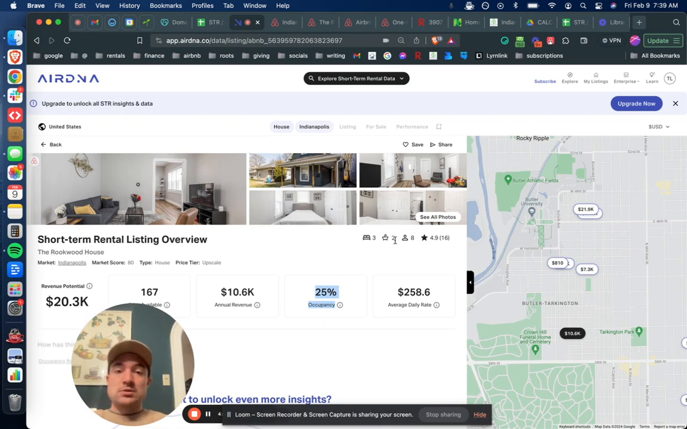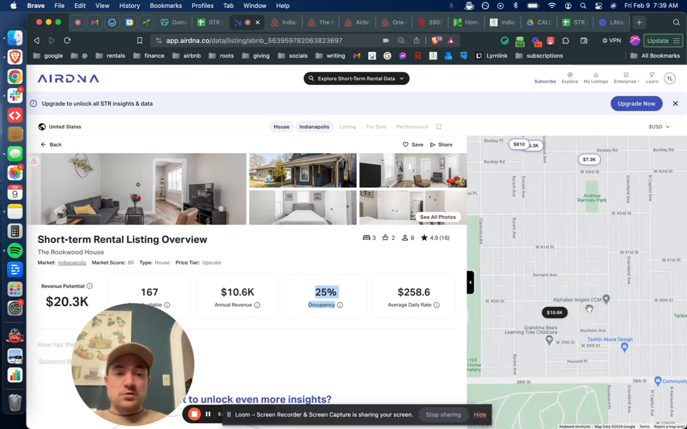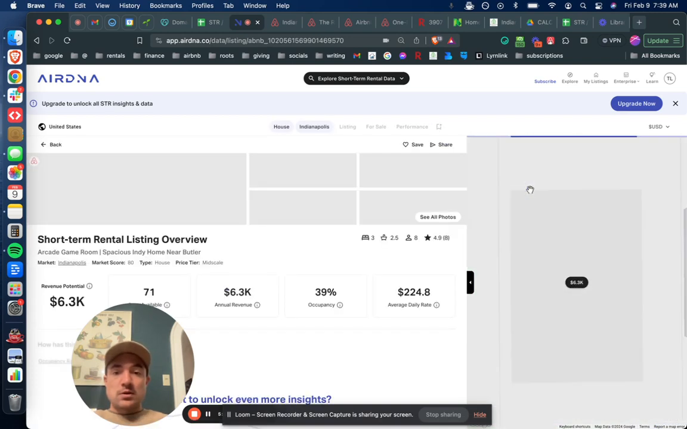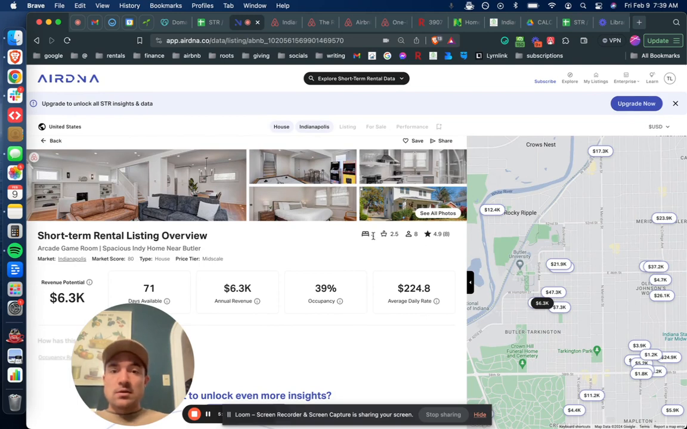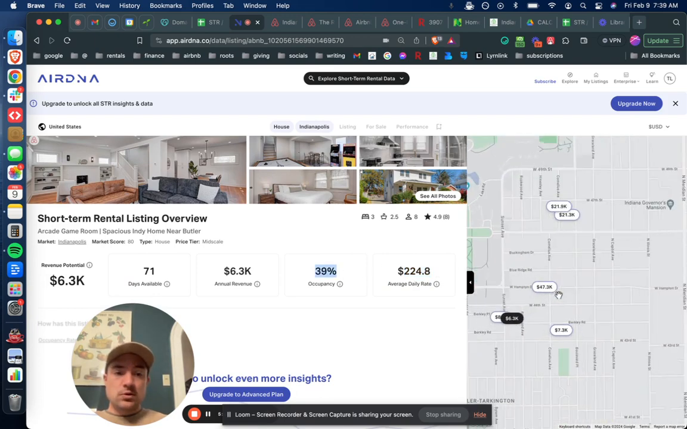So my house is 3 bed, 2 bath. It fits 8 people. It's about 1,500 square feet. So we would just be looking around. Now, first of all, there's not really many near me, but this one up here is close. It's 3 beds, 2.5 baths, fits 8 people, 39% occupancy, 224. So this is a data point. The average daily rate is showing me it's around there, with the occupancy quite low. Let's keep looking around.